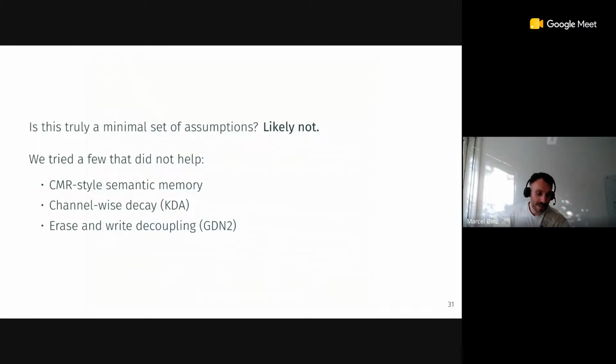So you might also ask, is this a truly minimal set of assumptions that we have encoded here? And the answer is likely not, right? We have seen that the model can't capture all of the effects, so there's certainly room for improvement. We have tried a few things that didn't help.